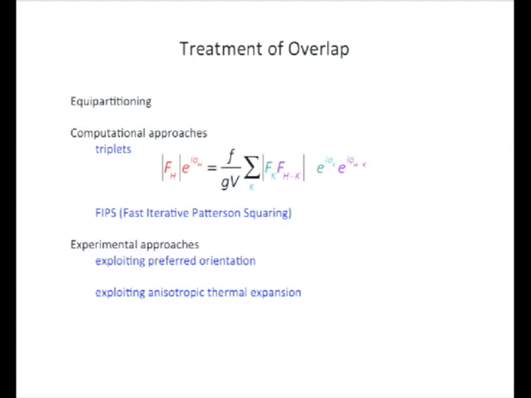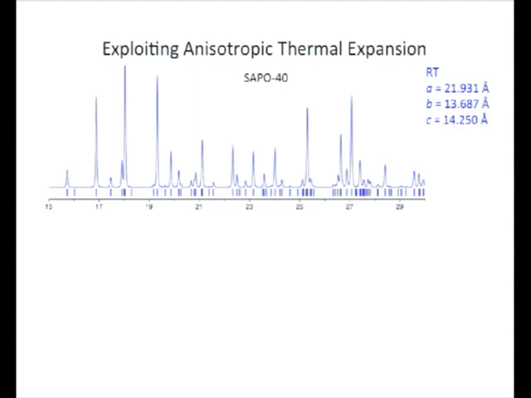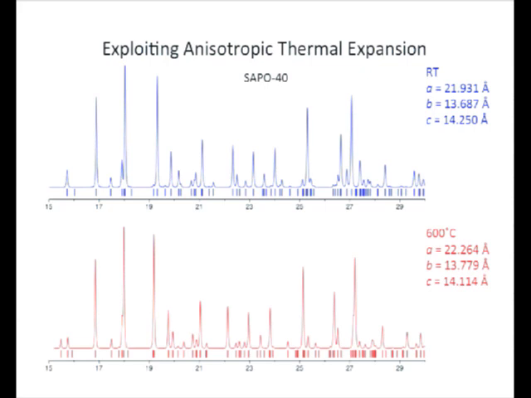Well, I'm a zeolite person, so I've got a zeolite example instead of an organic. This is an aluminophosphate with an open channel system measured at room temperature. Zeolites in general, or often, are made with organic templates, and you can burn these templates out without changing the framework structure. If you do this with SAPO 40, so heat it up to 600 degrees, you get a small change in the lattice parameters. A is a bit bigger, B is a bit bigger, and C is actually a bit smaller. But the framework has not changed very much.